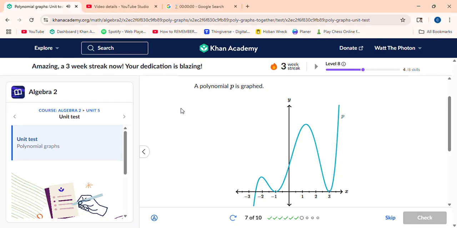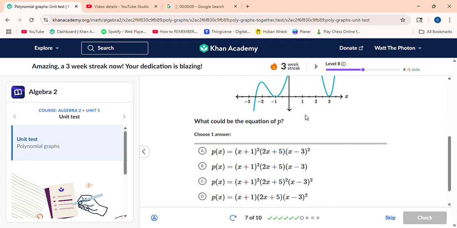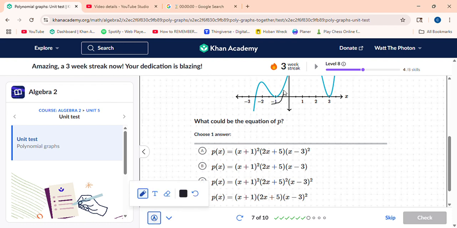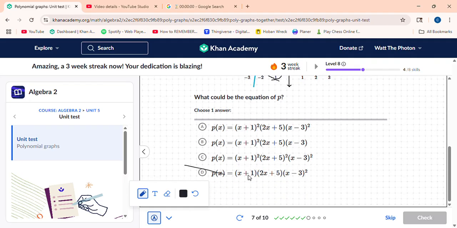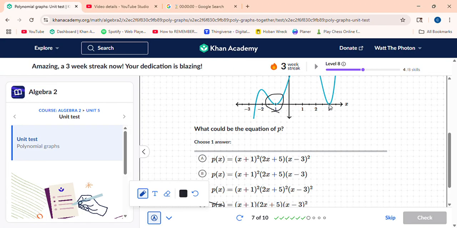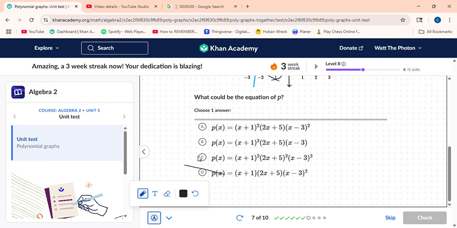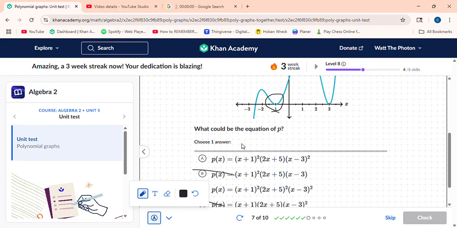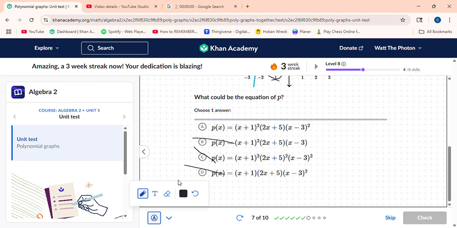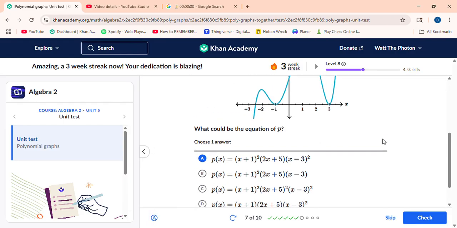Polynomial p is graphed. What could be the equation of p? So this touches 1 twice, so we're going to square that. So that knocks off d. It touches 3 twice, so we can knock off b. It touches 2.5, is that? Yeah, only one, so that's good. Knock off c. A has to be our answer.